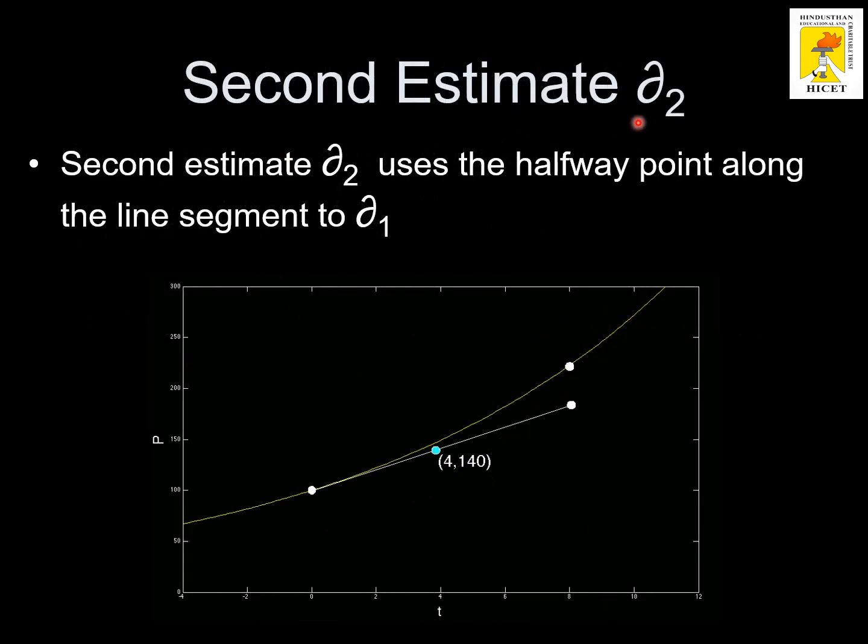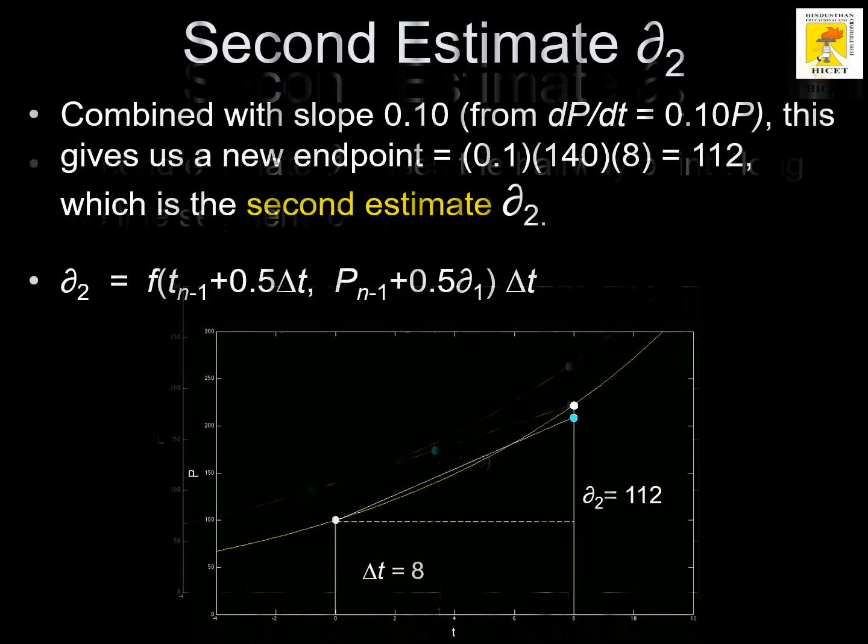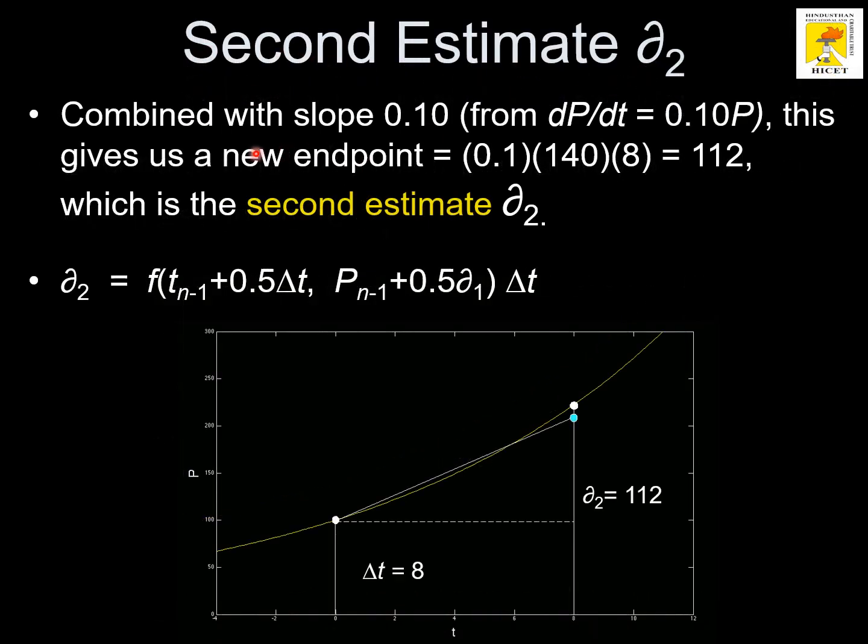The second estimate, dou 2, uses the halfway point along the line segment to dou 1. That is the point 4 and 140, which can be represented in this diagram. Next, the second estimate dou 2 is combined with the slope 0.10 from dp by dt equal to 0.10 into p. This gives us a new endpoint, that is 0.1 into 140 into 8, that is 112. It is represented here. Dou 2 is 112.